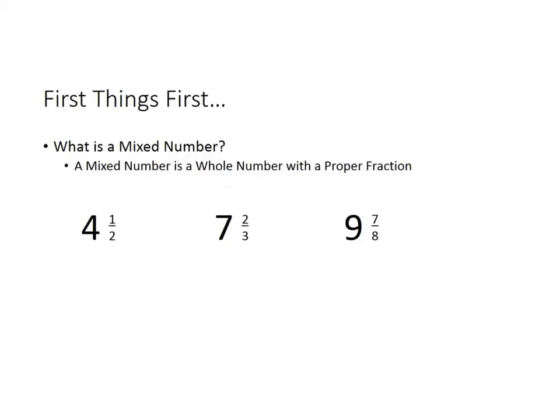First things first, what is a mixed number? Well, a mixed number is a whole number with a proper fraction. Some examples are 4 1/2, 7 2/3, 9 7/8.